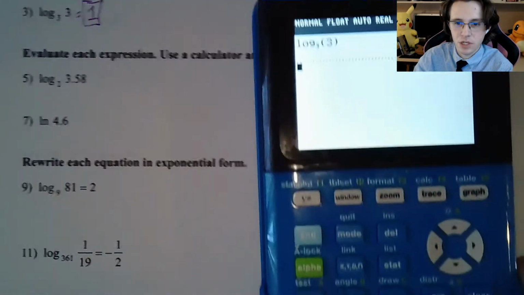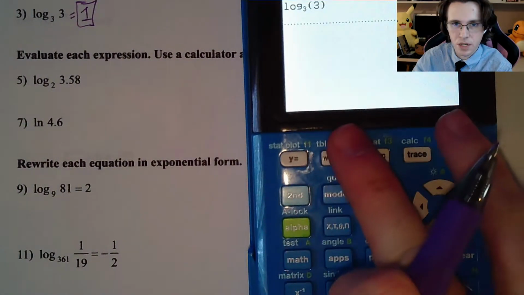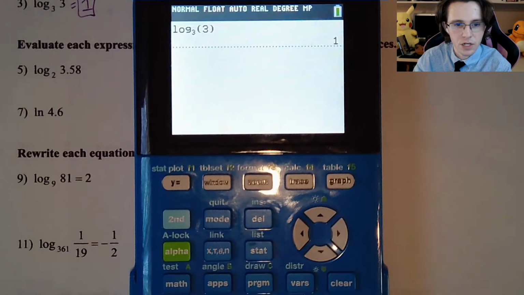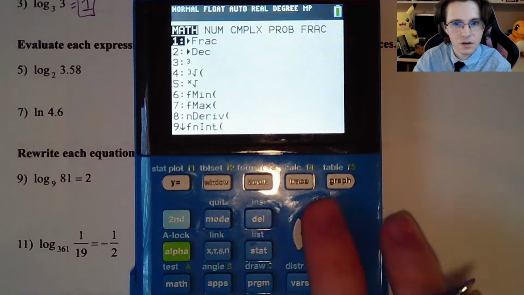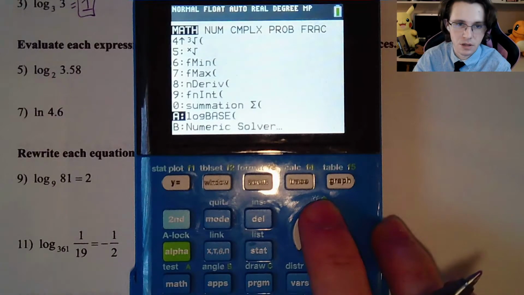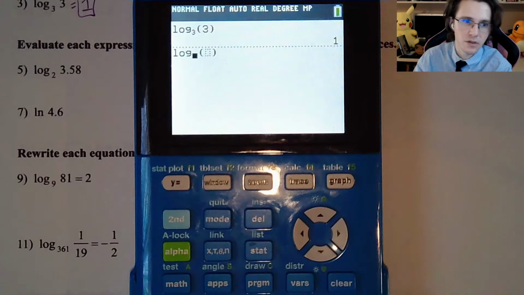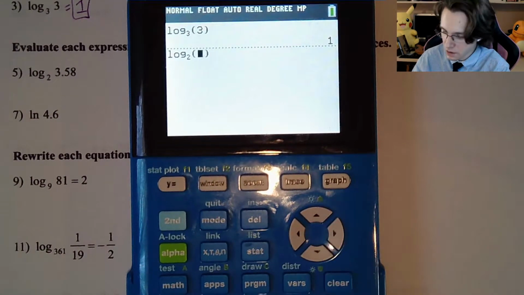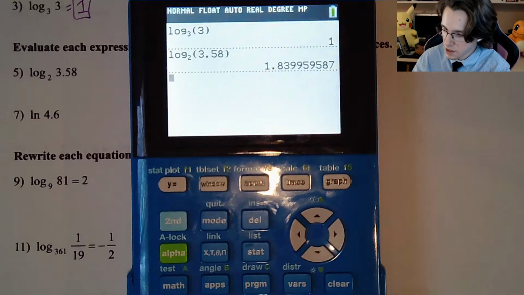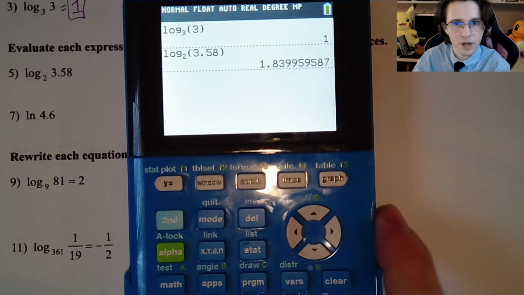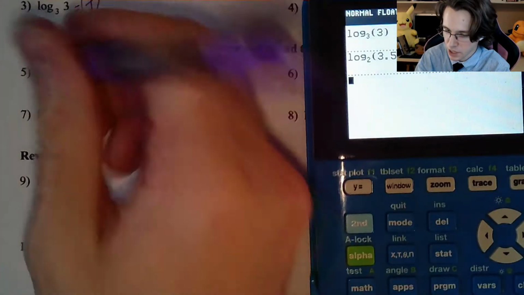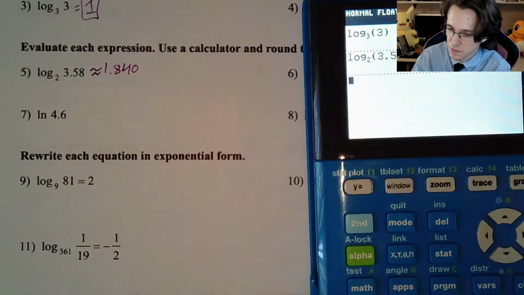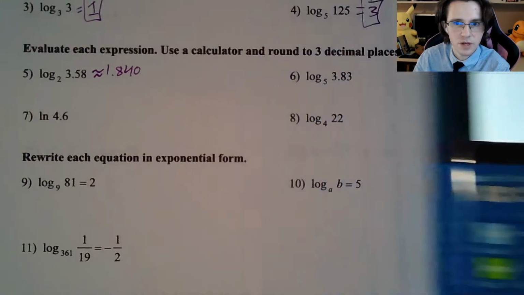So again, the previous buttons I showed you before were alpha, window, enter. For this particular problem now, we have another method that I showed, which was math, scrolling up to log base and hitting enter, and the same exact thing. We can just plug it in nice and neat. So there's a 2 there, 3.58. And that'll give you 1.83995, which will round to approximately 1.840. And we're doing the same exact thing for each one of these problems.